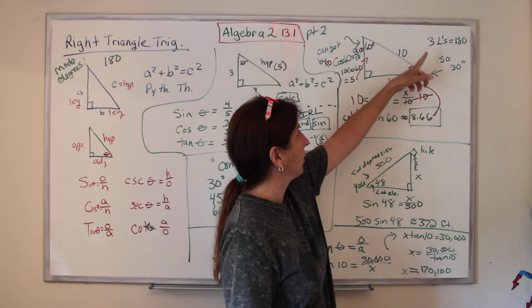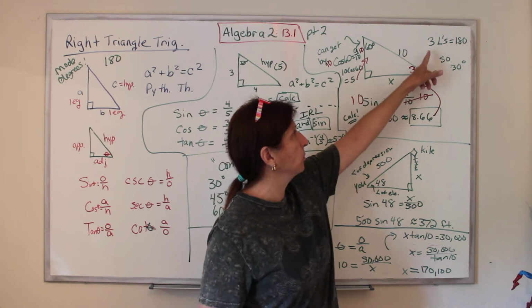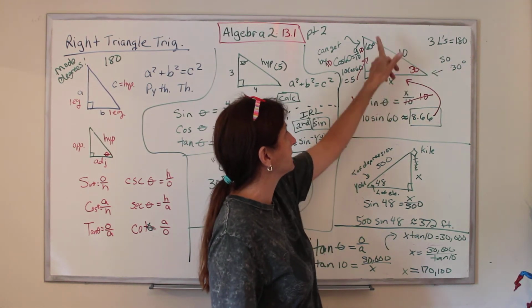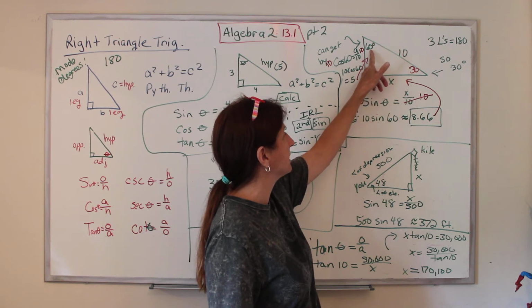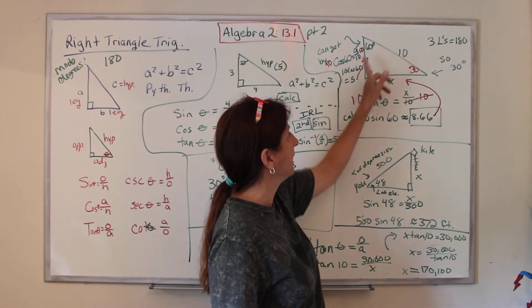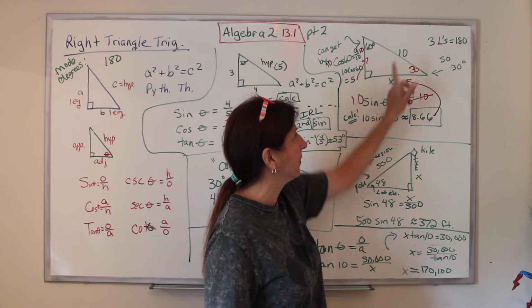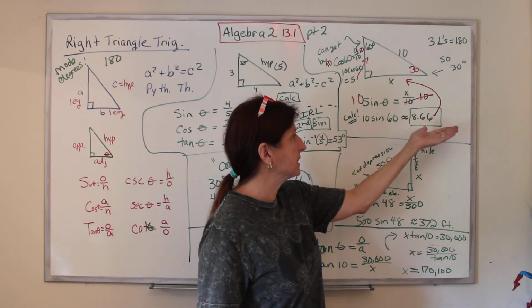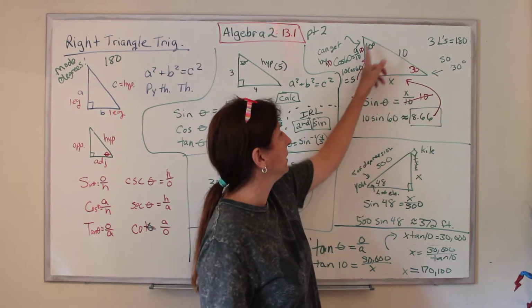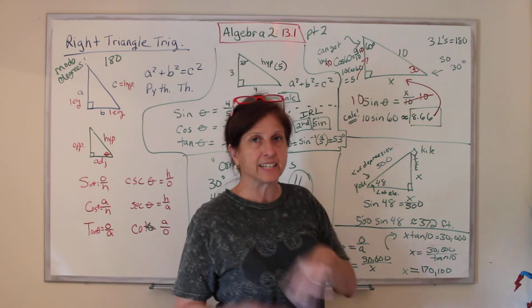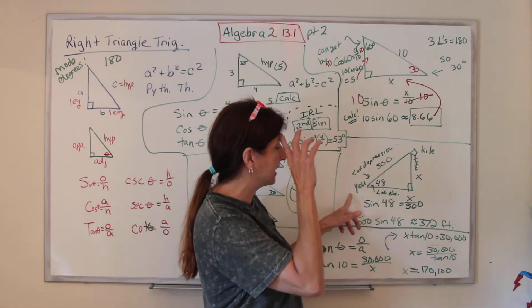And because the three angles of a triangle equal 180, we know this one's 90, this one's 60. So if you subtract 90 and 60 from 180, we know that one's 30. So we have done what is called solving the triangle. We know every angle and every side. Ta-da!